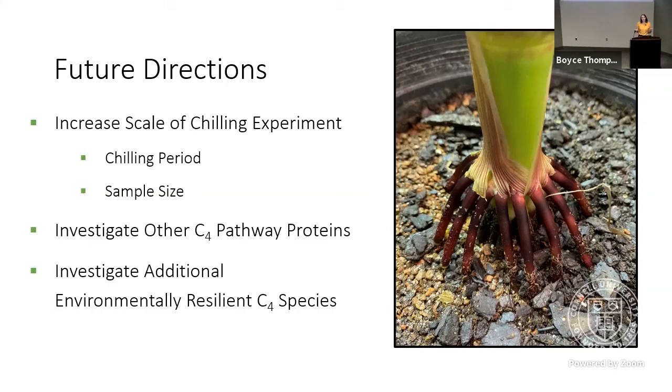And we can also look into other C4 species that are environmentally resilient, like Miscanthus, to try and mine those pathways for more resilient proteins as well. And these are called the brace roots, and sometimes they have a really gorgeous magenta color.